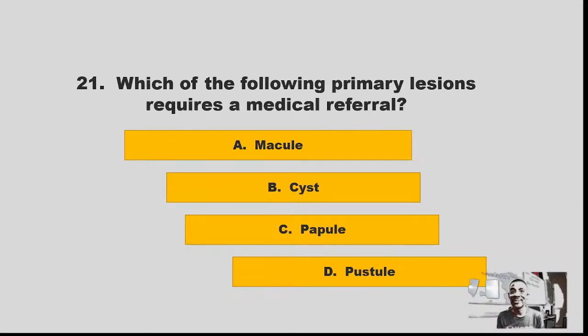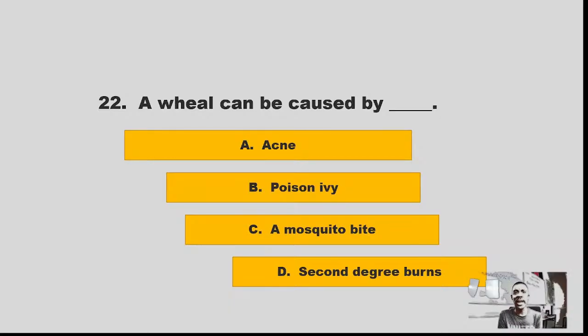Okay, I'm waiting. We're live. We are live. And if you chose B, cyst, then you are correct. On to the next question.